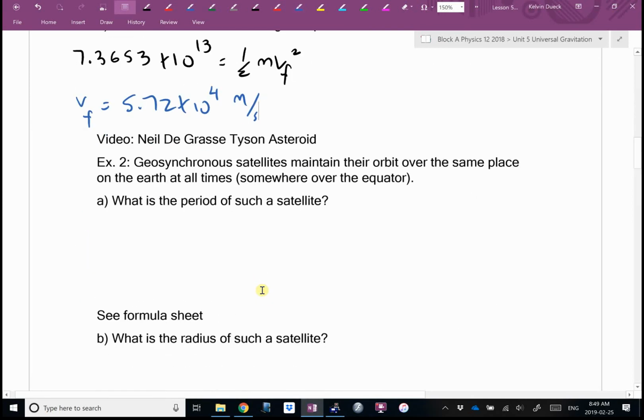Example 2. Another nice application of stellar dynamics. Geosynchronous satellites maintain their orbit over the same place at all times, somewhere over the equator. What would the period of a geosynchronous satellite be? You should know this and be able to figure it out in your head. If it's staying above the same place on the Earth at all times, how long must it take for it to go around its circle? 24 hours.